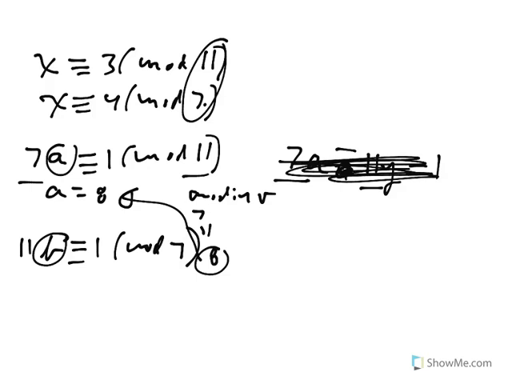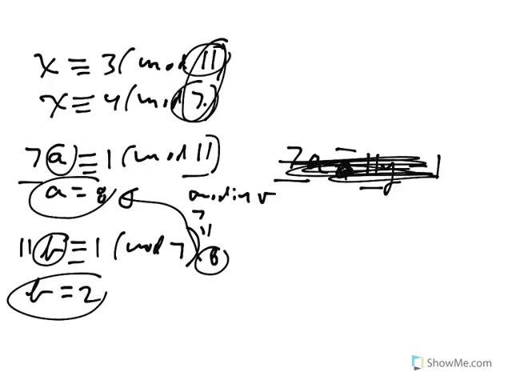Anyway, 8's the answer for a, and for the other, 11 times 2 is 22, which is one more than a multiple of 7. 22 divided by 7 does give me remainder 1. So I have all the stuff I need now. I'm going to create an answer.